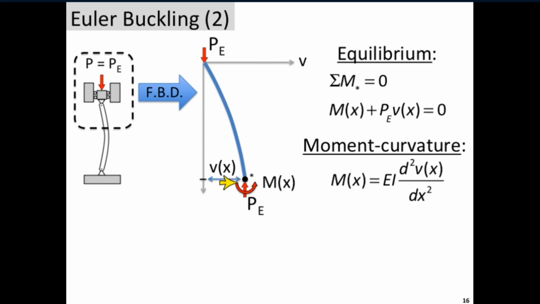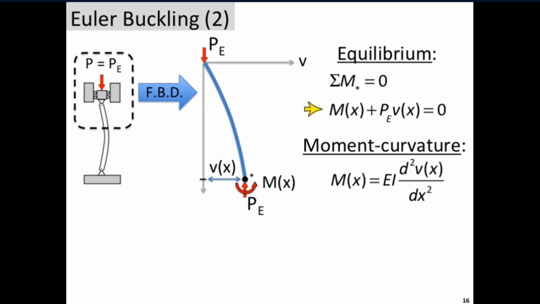I've got the moment, M of x, and I also have this Euler force acting through a moment arm, v of x, also contributing to that moment equation. So those are the two components of moment. I add them together, and if the thing is just in equilibrium, it should equal 0.